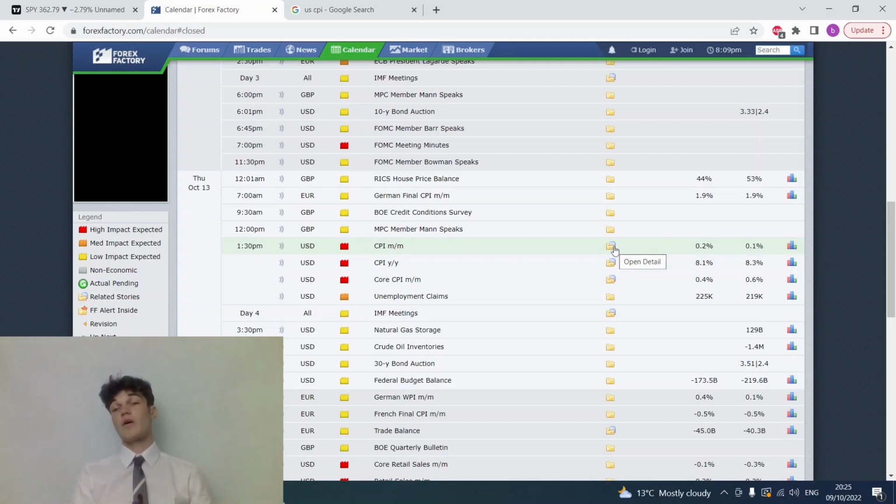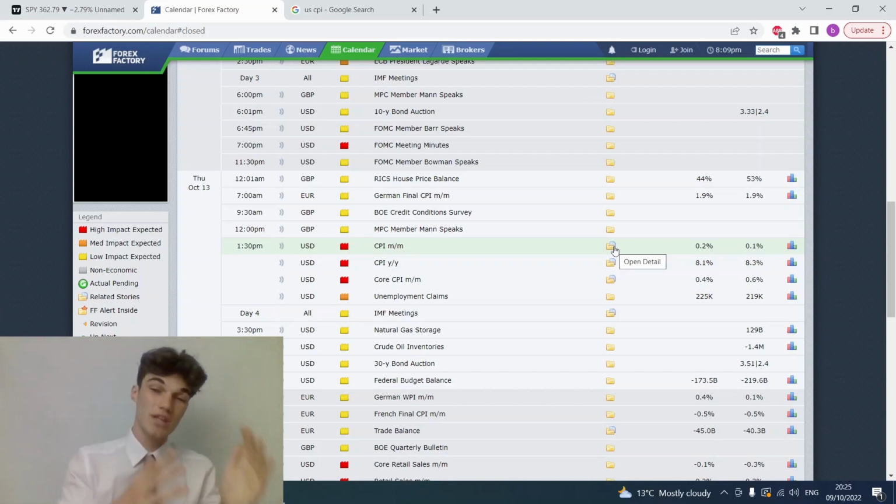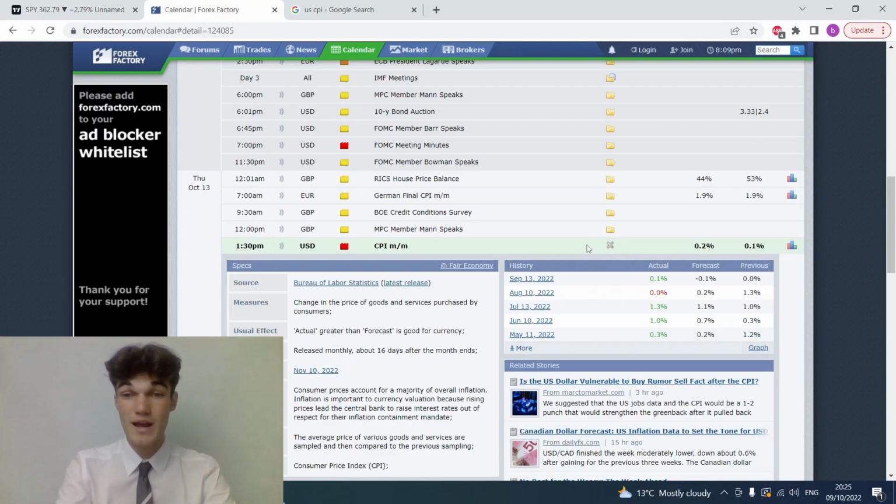US CPI is going to come out month after month, so of course we are in the month of October, so the CPI will come out for September. So the inflation rate that will come out will be for September. Of course, you're seeing these small numbers. These are not the inflation rate. This is the growth month over month. So if we get 0.2%, that means it's grown 0.2% from September.